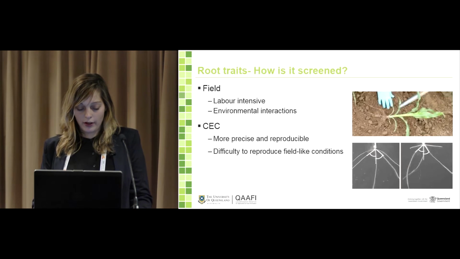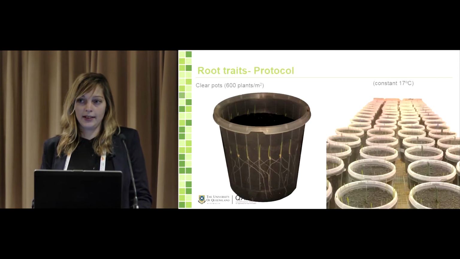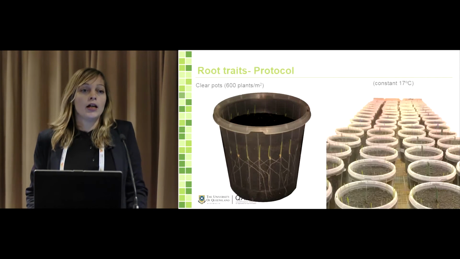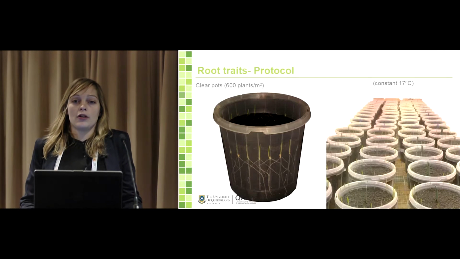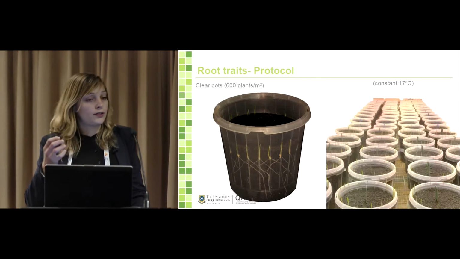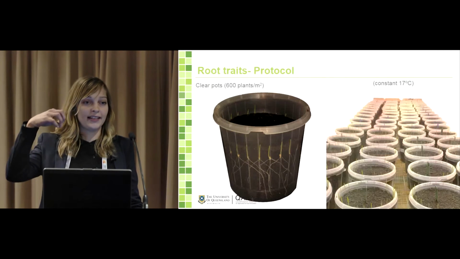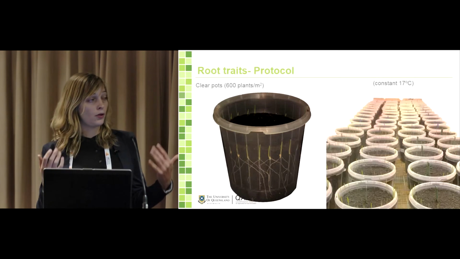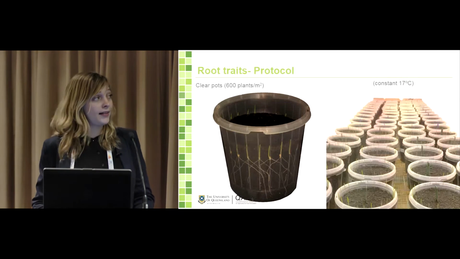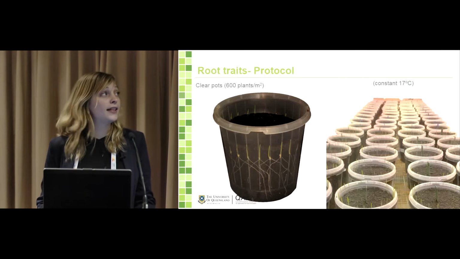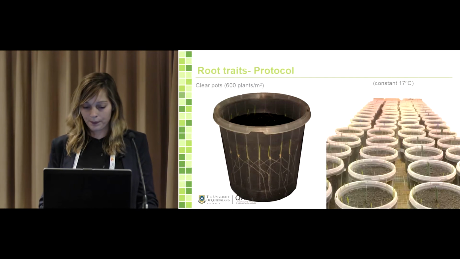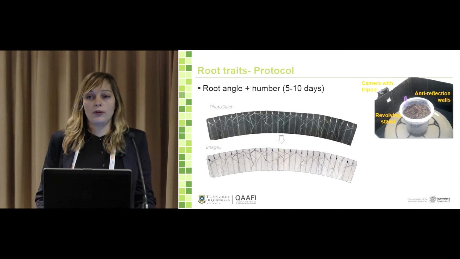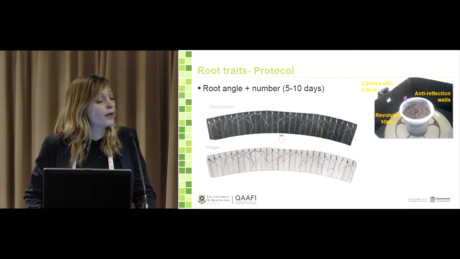So this is the phenotyping method that we developed. It's very simple. It's based on clear pots. The seeds are sown embryo towards the wall and facing downwards, so when the roots are emerging, you can see them across the wall. The plants are grown for 5 to 10 days at 17 degrees. And then we can have access to the number of roots and the angle based on images.